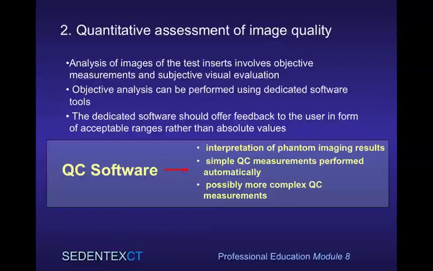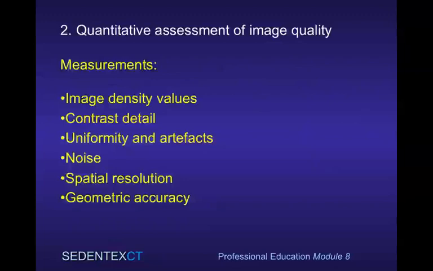Analysis of the images of the test inserts involves both objective measurement and some subjective visual evaluation. In terms of the objective analysis, this can be performed using dedicated software tools. The software should be able to offer feedback to the user in form of acceptable ranges rather than absolute values. The following are some of the measurements that should be performed using a quality control phantom. These include image density values, contrast detail, uniformity and artifacts, image noise, spatial resolution, and geometric accuracy. We'll give you a rough outline of how these are performed.